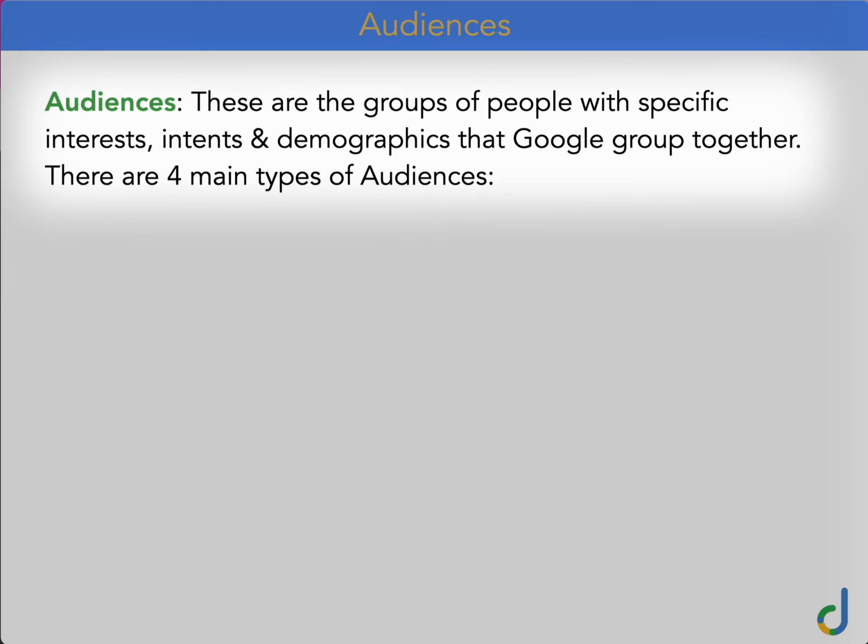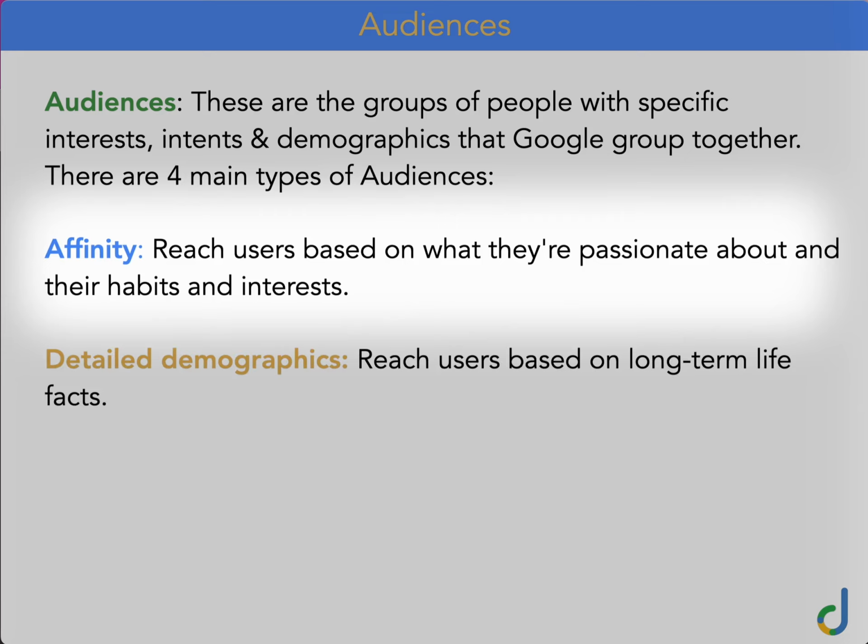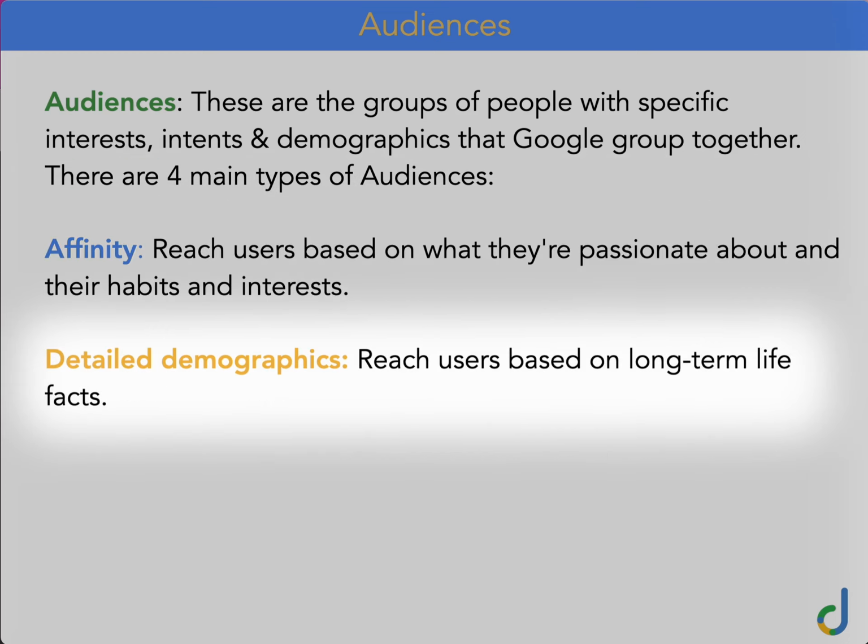Your audience. Audiences, remembering these are the groups of people with specific interests. I just want to show you there are some different areas of the audience. So there's affinity, and this is where you reach users based on what they're passionate about and their habits and interests. Your detailed demographics reach users based on long-term life data, like their age, also the companies they work for. I'm going to break this all down for you in the next slide.